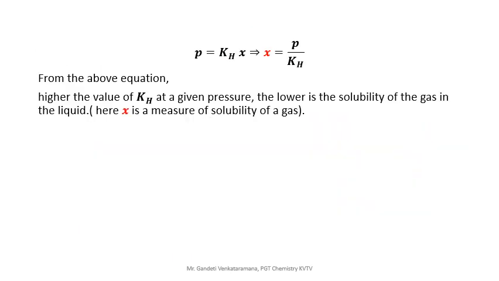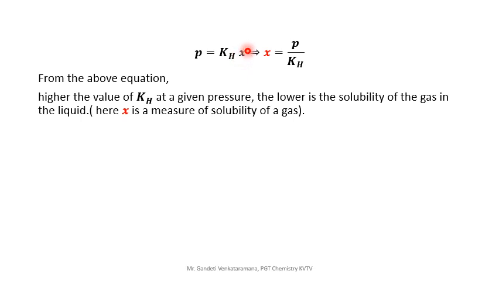Next, P equal to KH into X. This is the mole fraction. This is the partial pressure of the gas. This is Henry's constant. Okay, so this is Henry's law. P equal to KH X. X is the mole fraction. It is a measure of its solubility. Mole fraction of a gas is a measure of its solubility.